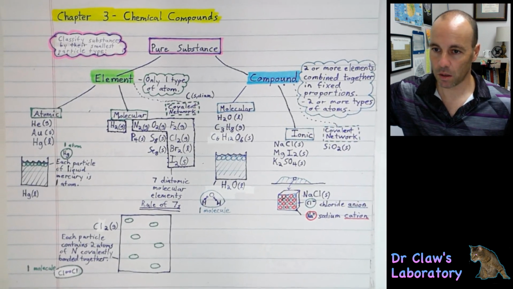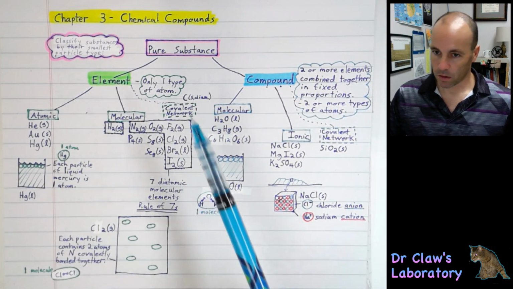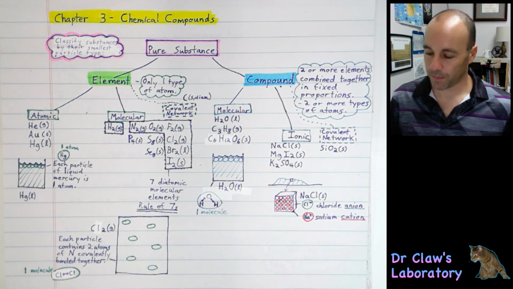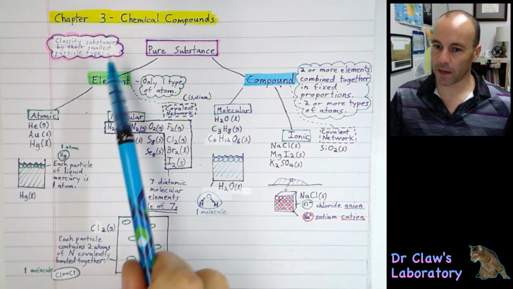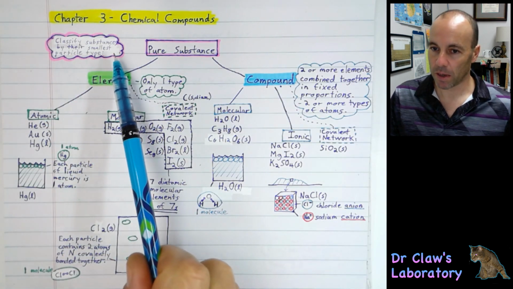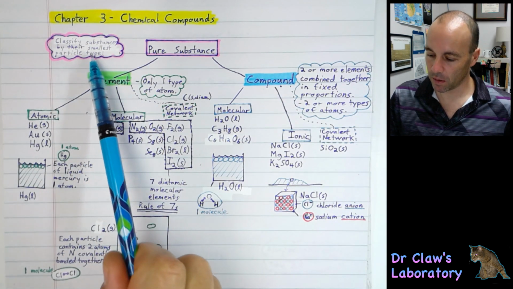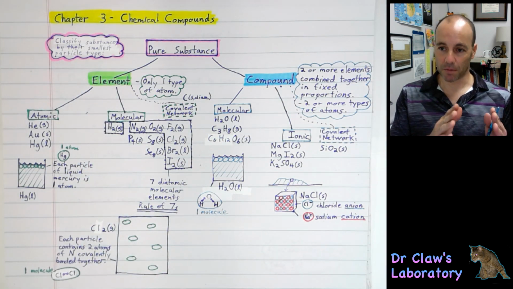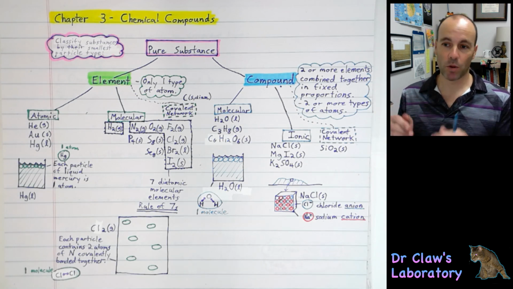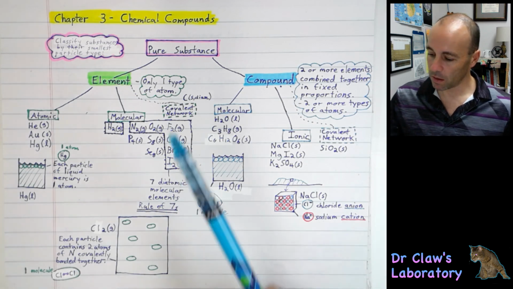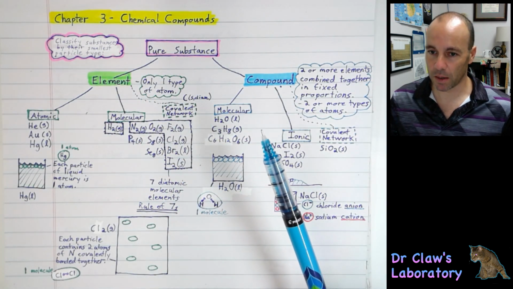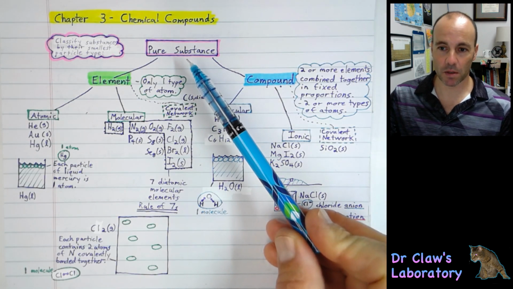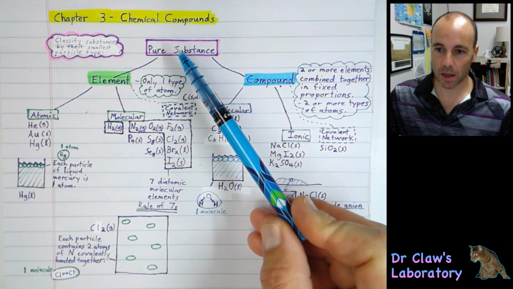You can see this fancy looking tree diagram. Now, the way we're going to classify the substances is by their particle type. There are different ways to classify substances. You can put them in categories of solids, liquids, and gases. That's one way. In this classification scheme, it's by particle type. So the two main types of substances really are the elements and the compounds.